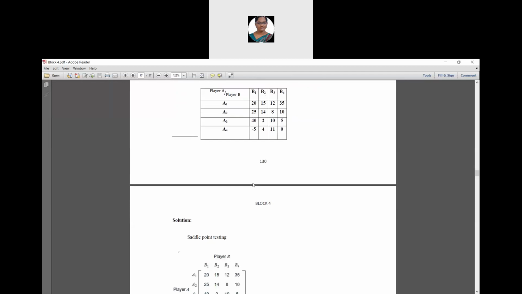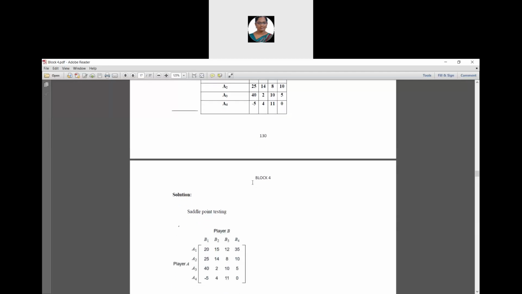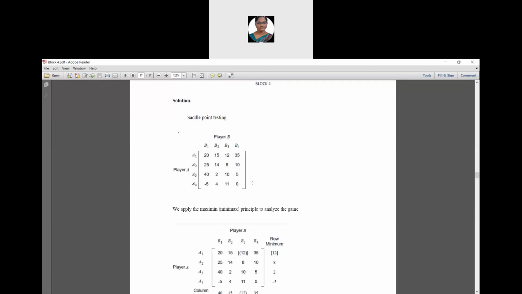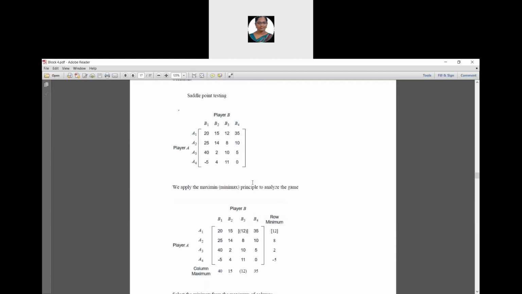So first you are going to test whether this game has a saddle point or not. For that, we have to apply the maximin principle or minimax principle to analyze whether this game has a saddle point or not. Okay, so for that, row-wise, the first step is we have to pick the minimum value.